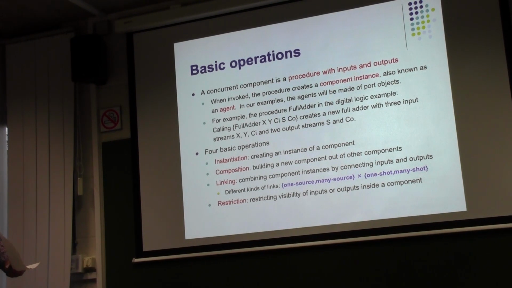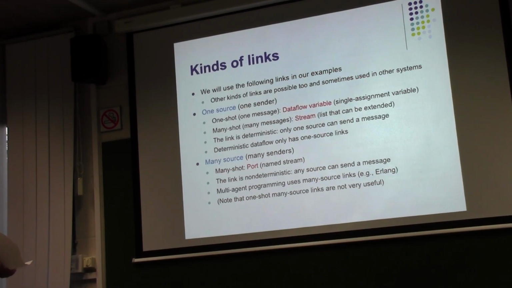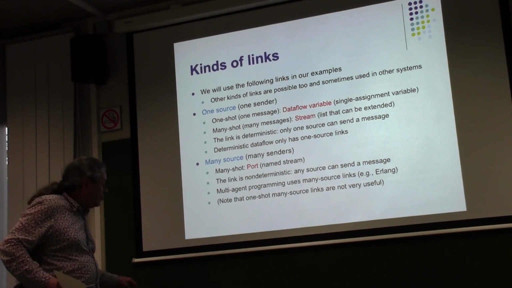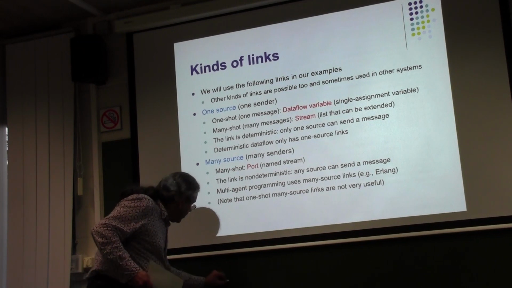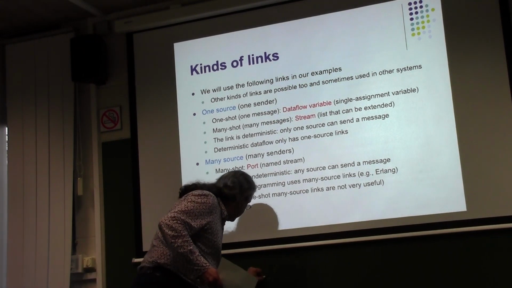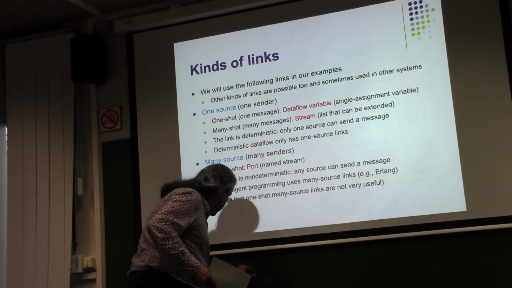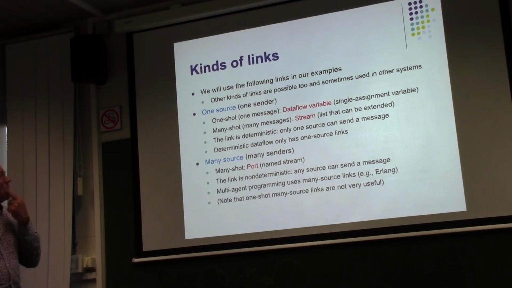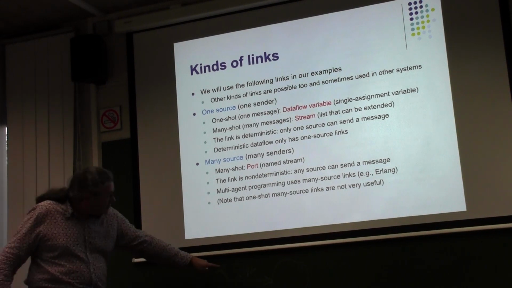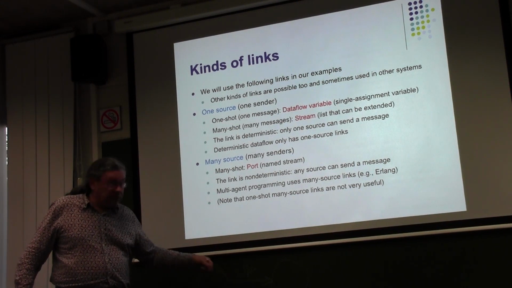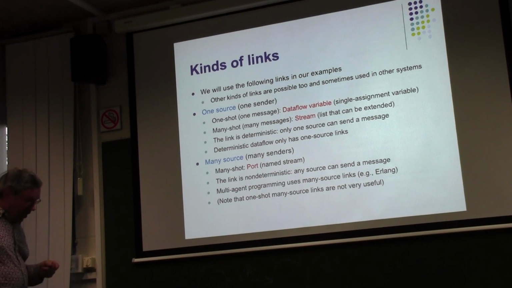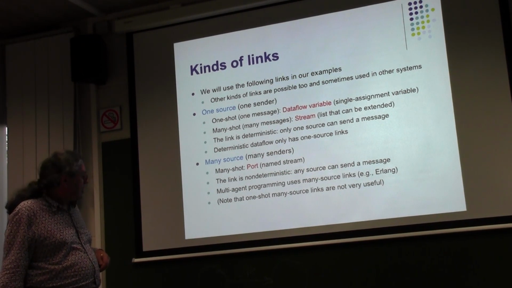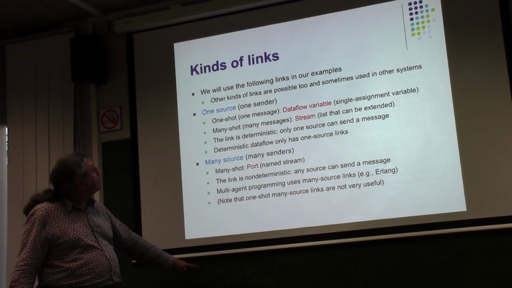Okay? So when you have two agents connected together, they link together. There's a link between two agents. Here's an agent connecting to another agent. So there's a link. And there's different kinds of links. And this is very important, what the kind of link is, because this determines whether it's deterministic or not, and whether you can use stream objects or port objects. Okay, so there's different kinds of links.